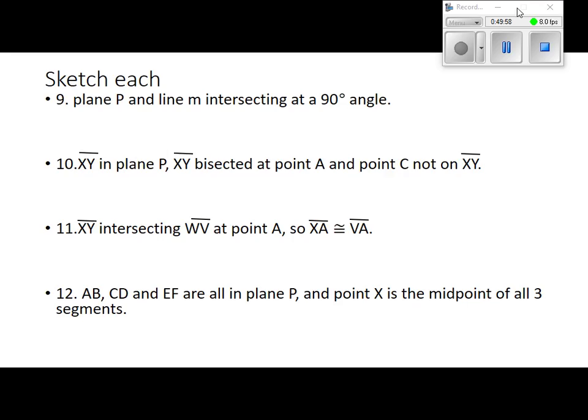Next one, sketch each. I don't have a whole lot of space, so my pictures aren't going to be very good. Number 9, plane P and line M intersecting at a 90-degree angle. We just sort of got done doing that, didn't we, on that other picture? So what am I going to draw first? Draw a plane. What letter am I going to put up here in the corner? P, because that's what they said, plane P, right? Now we want line M to intersect it at a right angle. How are you going to draw that?